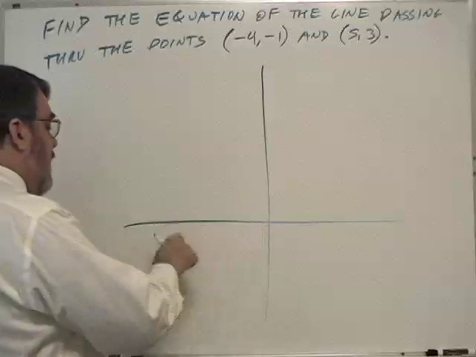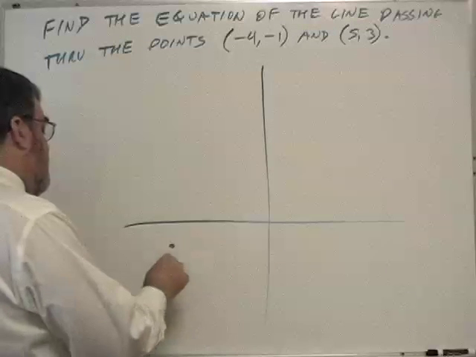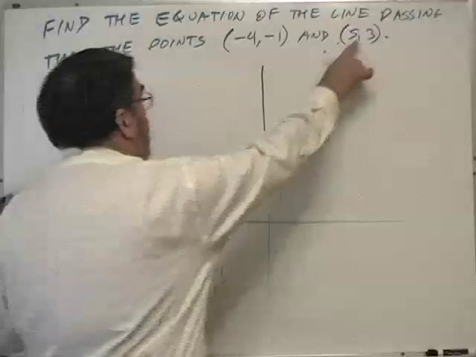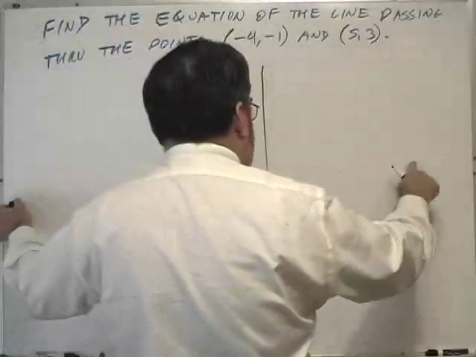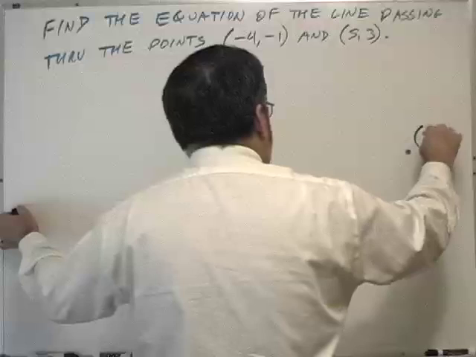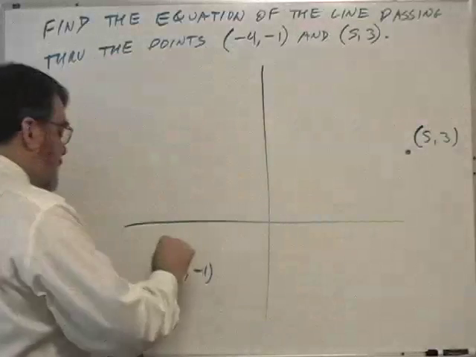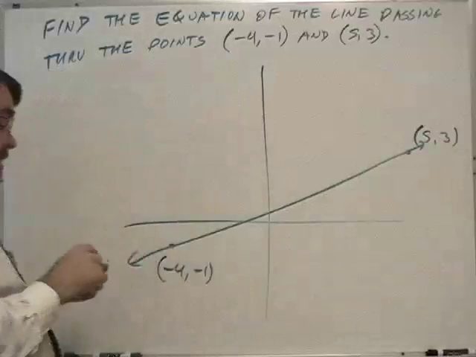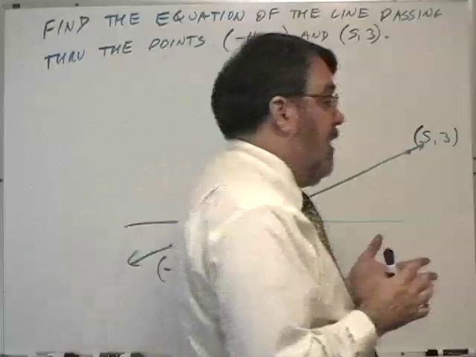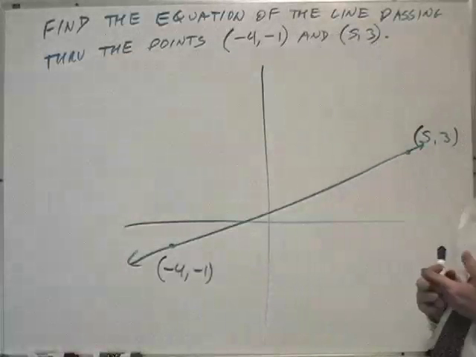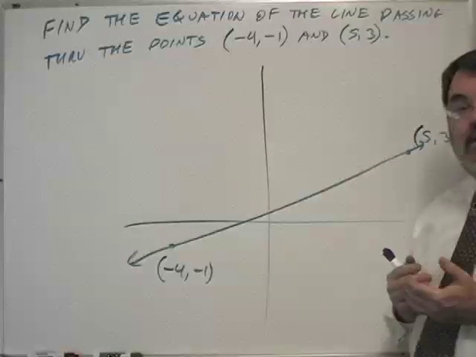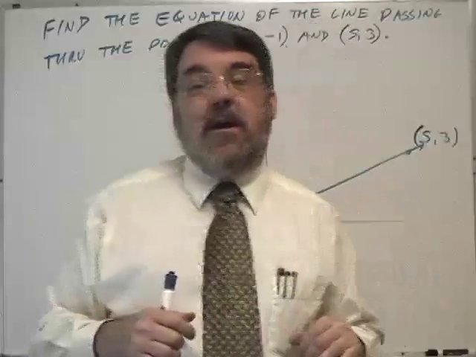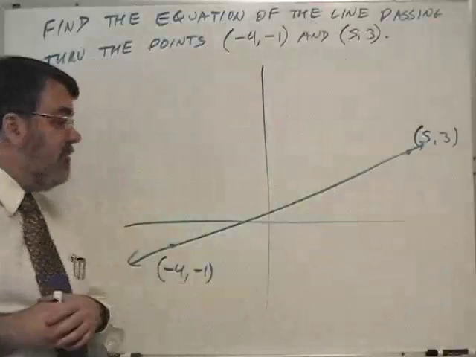All right, so (-4, -1) is approximately, we'll say down here. And (5, 3) is, we'll say up about here. So my line connects those dots. And what do we know? What do you know about slope? It looks like it's positive, right? Because the line must rise as you move left to right. So we have a positive slope.